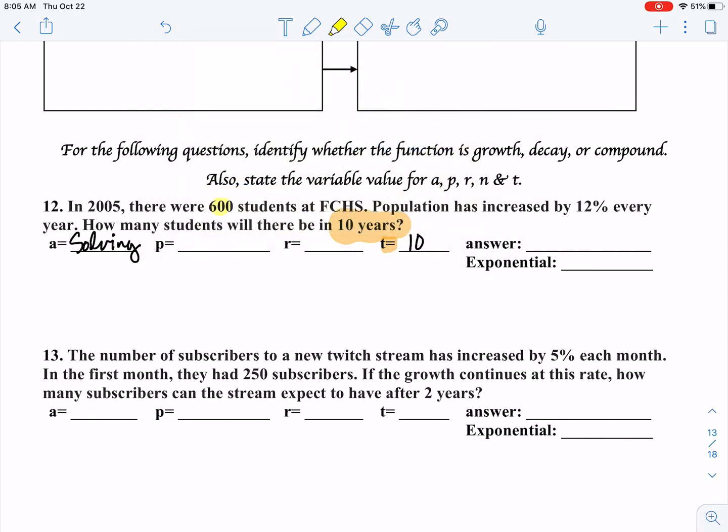In 2005, there were 600 students. So I start off with 600 students because that's when the data started being collected. And then population has increased by a percent. So your growth or decay is always going to be a percentage. And because it's 12%, we know this is a growth.